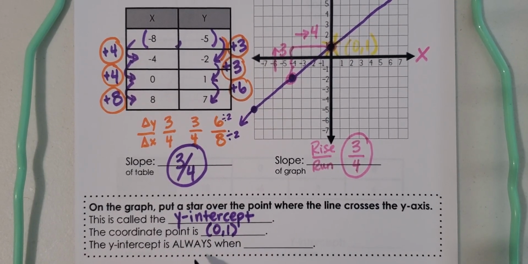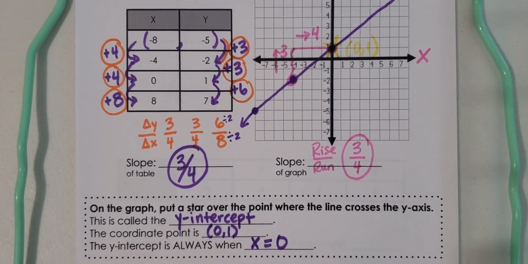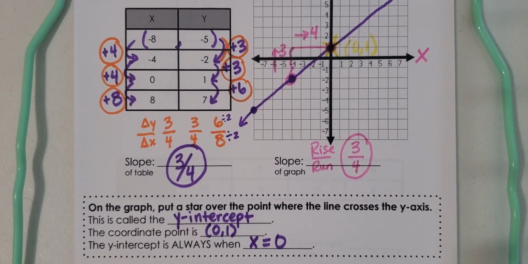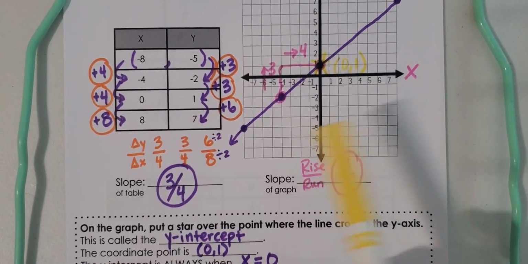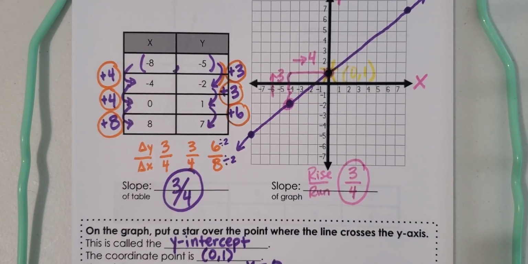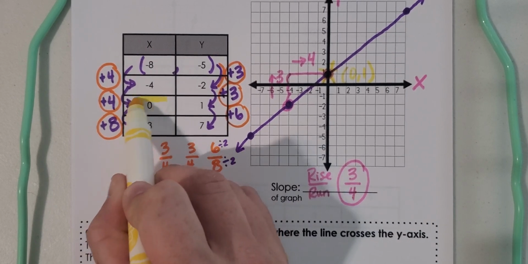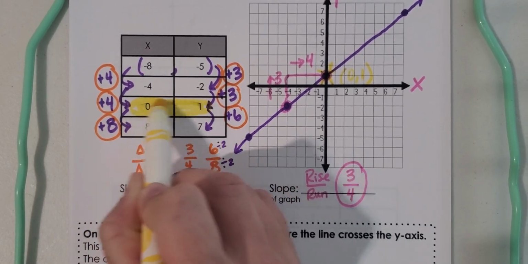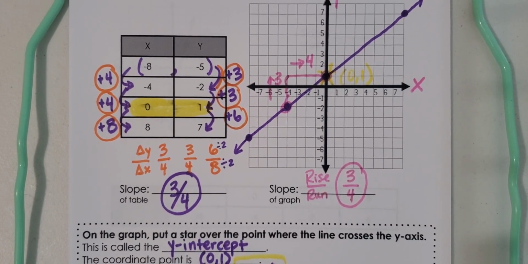The y-intercept is always when x equals 0. So we see that in the graph where it physically crosses that y-axis, but we can also see it in a table when my x value is 0. So the coordinate point can also be found in the table.